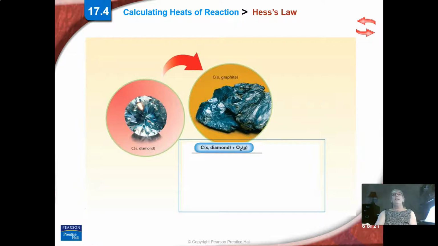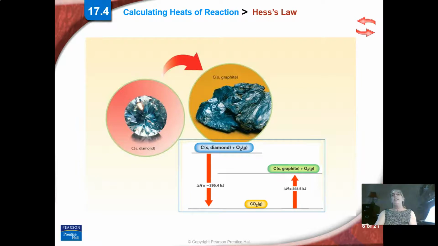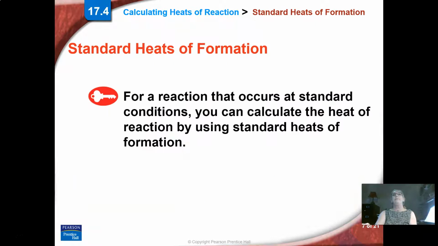So we can take diamond and add oxygen to it, and it turns into CO2. And we know this one, graphite and oxygen makes CO2, but we don't know what would happen if we actually went from carbon diamond to carbon graphite. By just subtracting those two, we can figure out there's a difference of 1.9. Okay? To do this, we have to use something called standard heats of formation, and it's how much energy it takes to make a particular molecule.